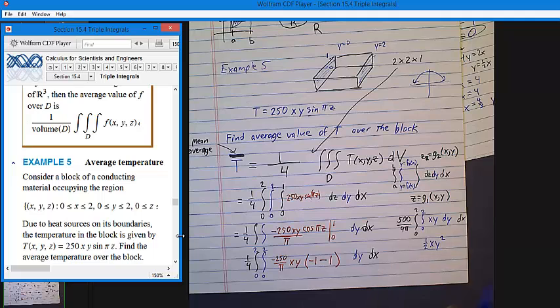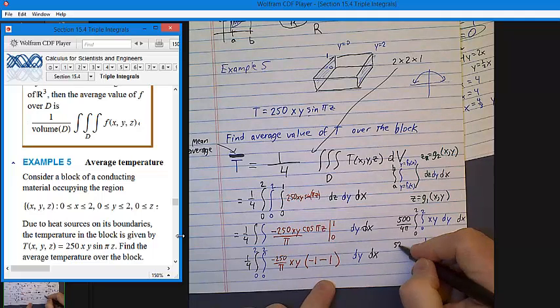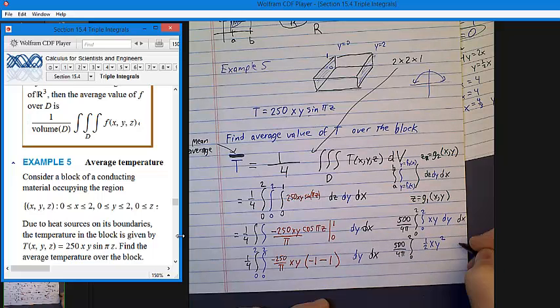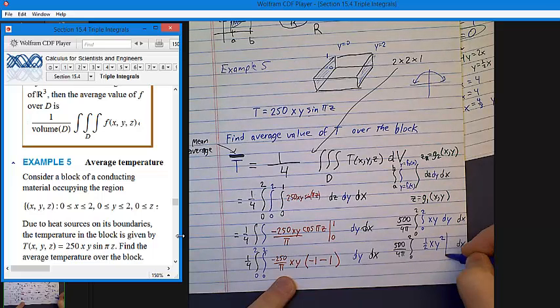I didn't say it, but I meant it. So here we go: 500 over 4 pi, integral 0 to 2. I have the dx on the outside. This thing I'm going to plug in a 2 and I'm going to plug in a 0.